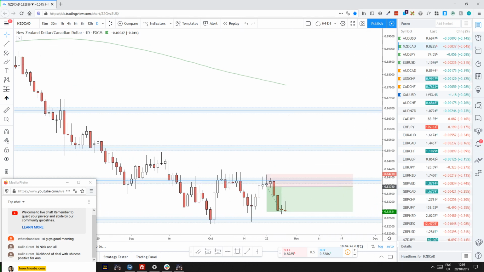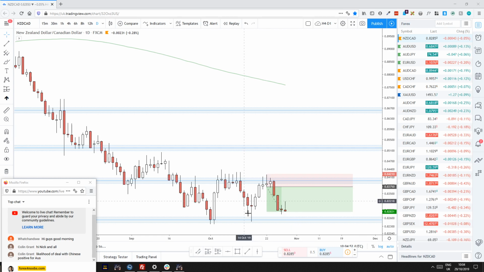What's next with New Zealand CAD is a question I've been asking myself. We do have a bit of a range here, guys. So I'm waiting for it to hit the bottom of this range, move down to here, possibly. If it does, I'll be looking for a long. So this one has been closed out with profit. I'm going to mark it as a potential upcoming trade because I want to see price move down to here.